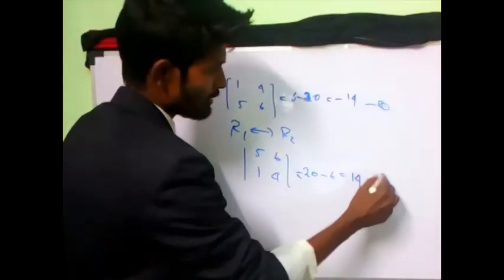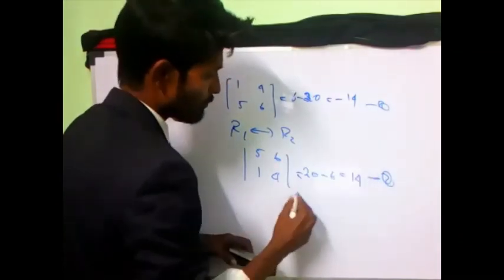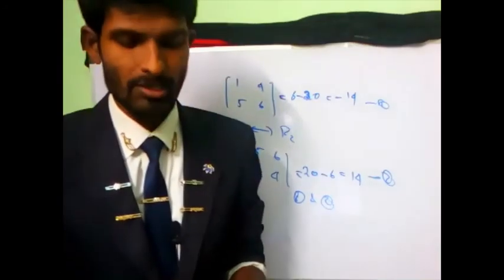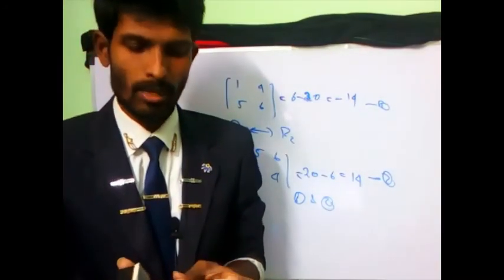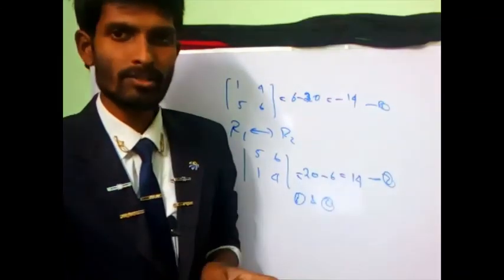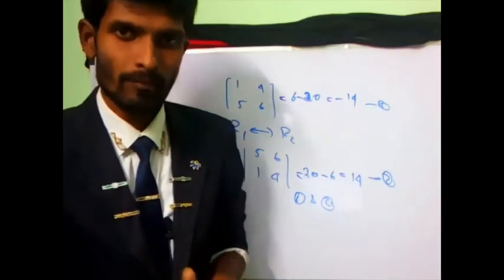So this is the first and this is the second. From these two, for a determinant, if there is a change of a row or column, the magnitude, the numerical value, will be the same and the sign will be different.